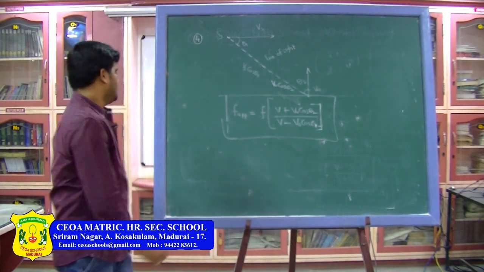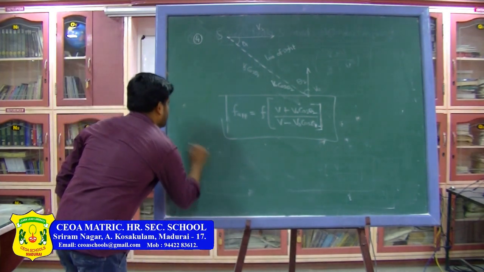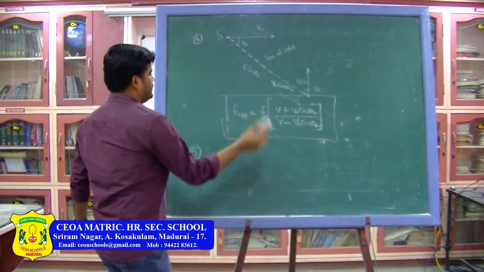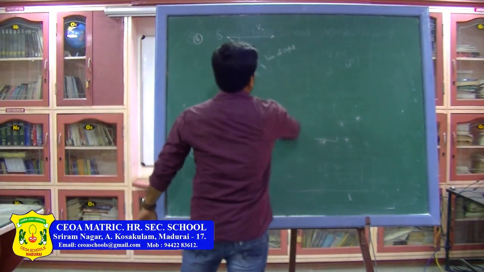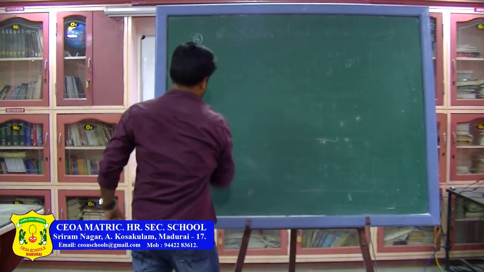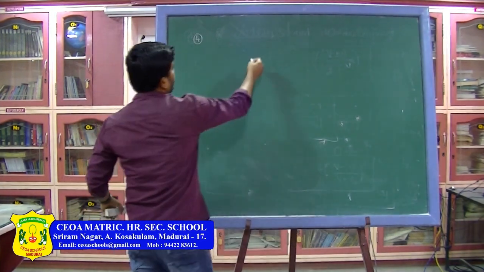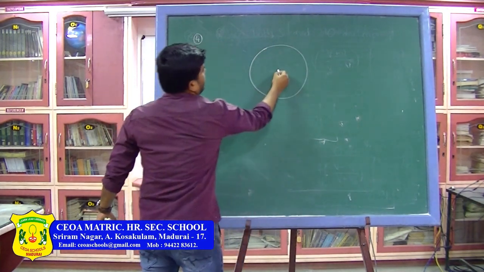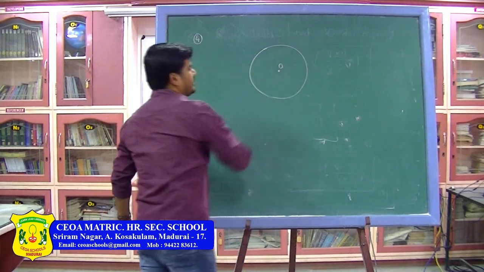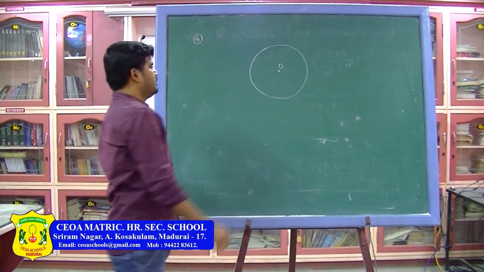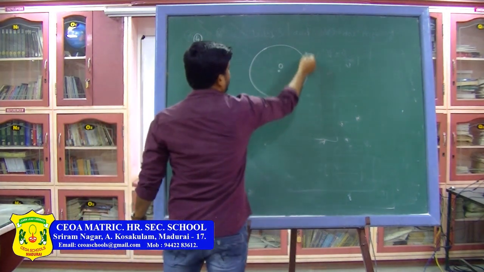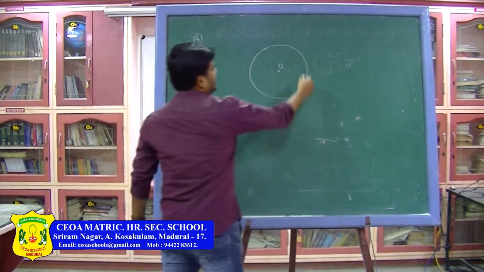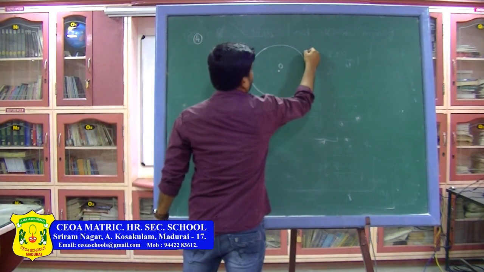Now, let us see the next case of the Doppler effect. Let me draw the diagram for the next case. Suppose the observer is at rest at the center of a circle, and the source is moving in a circular path with a speed Vs.